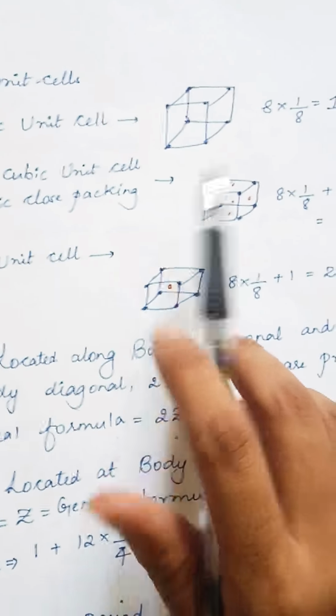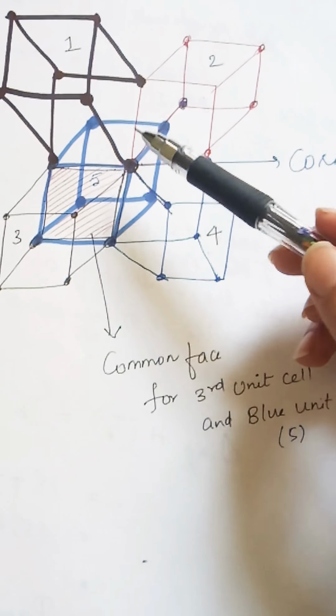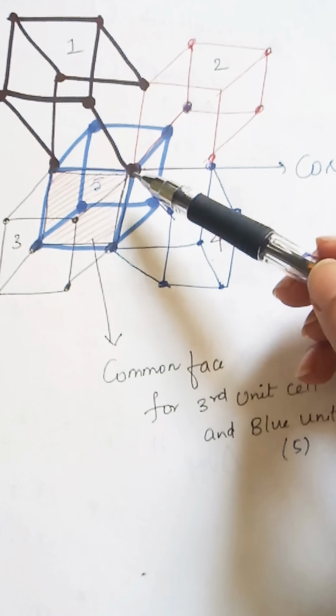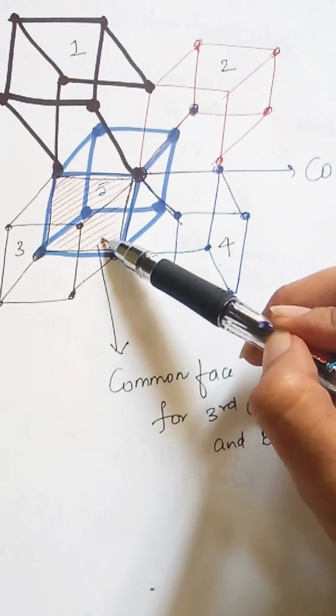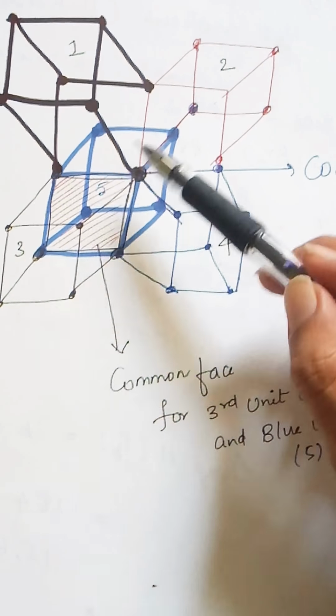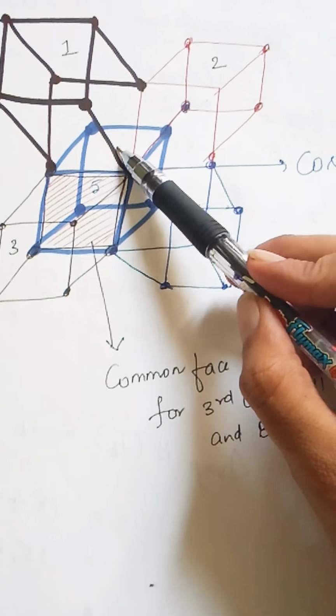And here is the explanation. I wanted to explain why the contribution is 1 by 2 for each face. If you look at this particular face, which is the shaded region, this is the face shared by the third unit cell as well as the fifth unit cell, right? So it is a common face for both unit cells. It means there are 6 faces into 1 by 2, that is 8 into 1 by 8 as such of this, plus 6 into 1 by 2, 4 atoms.